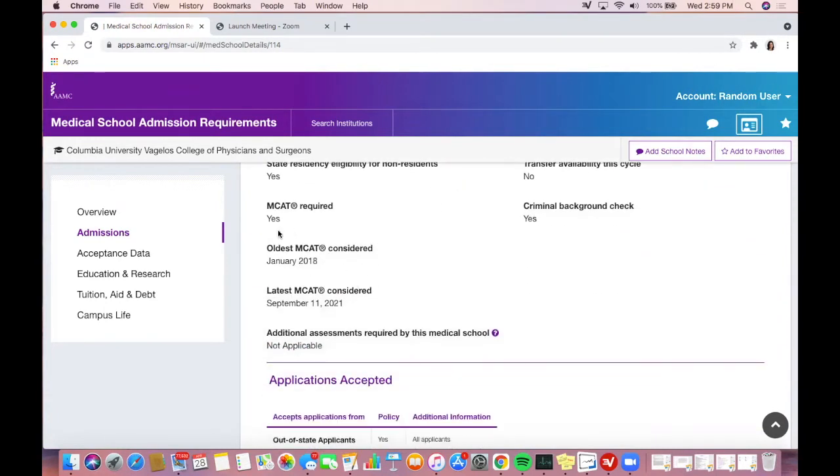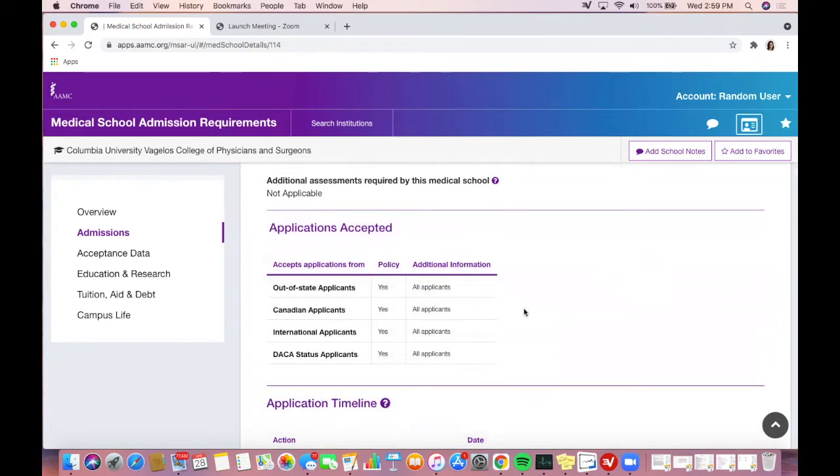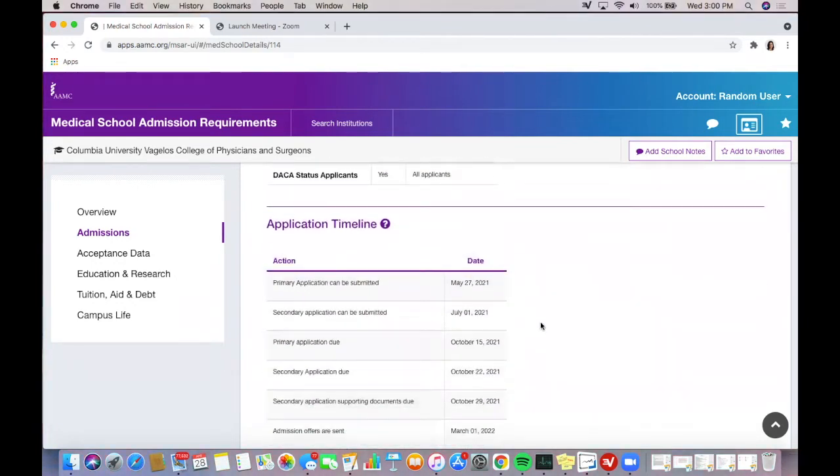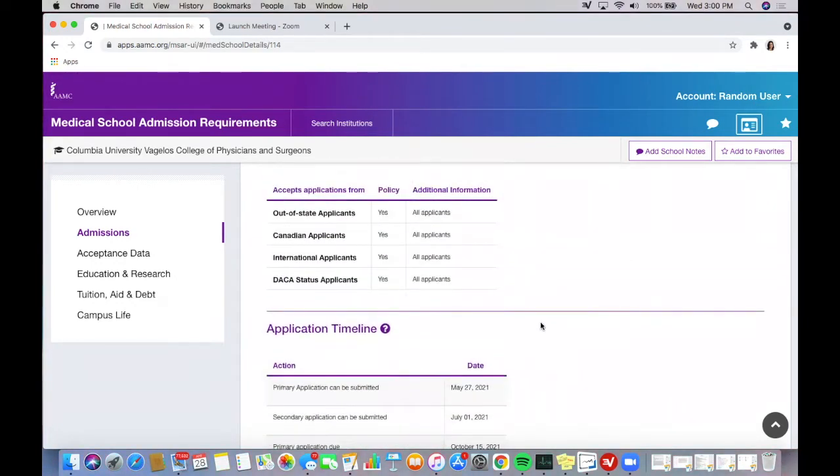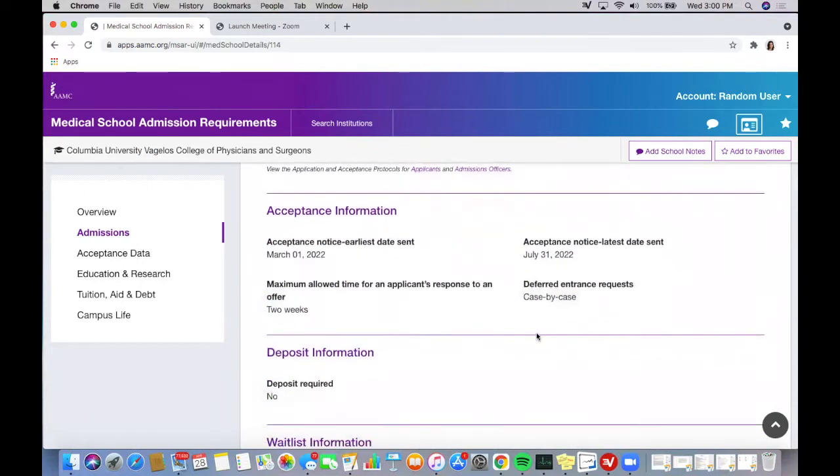Oldest MCAT considered. This is a really important date for a lot of students, right? If you took your MCAT more than 2 years ago, are they going to consider it? And Columbia is now considering MCATs as old as January 2018. So that's really, really generous. Okay, so let's go on to some other very good information.